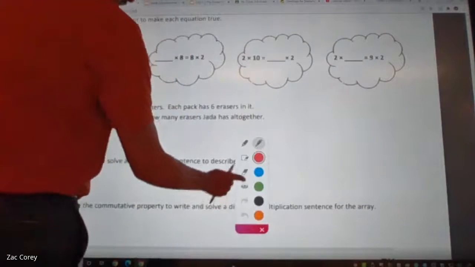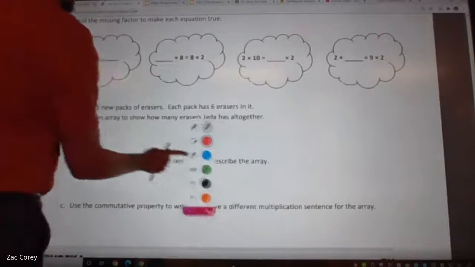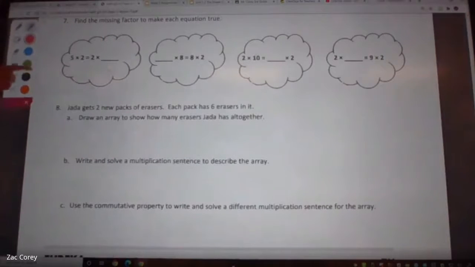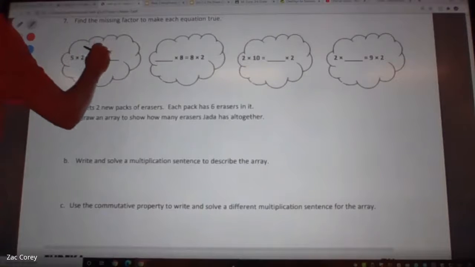Number 7 says, find the missing factor to make each equation true. All right, so just like Miss Nedadal just did a second ago, let's do this for this one, okay? 5 times 2 equals 2 times blank. Well, all we have to do is just flip the multiplication sentence, the equation around. So 5 times 2 is the same thing as 2 times 5.